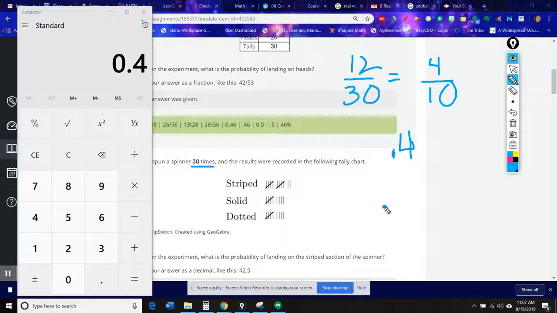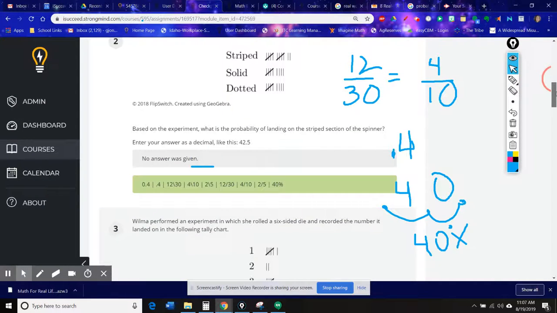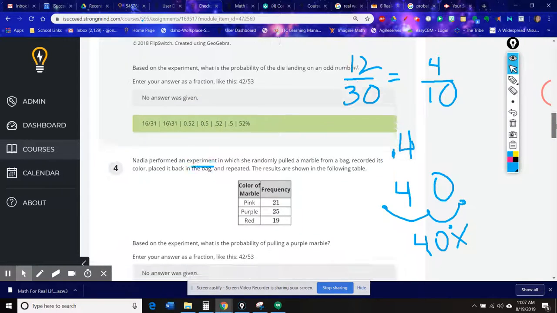And if I have 0.4, I can jump 1, 2 decimal places. This isn't empty, so I need to put a 0 in here, and that would be 40%. So any of these answers are correct. It could be 12 out of 30, 12 over 30, 4 out of 10, 0.4, or 40%. Look, I messed up my percent button there, so I apologize for that. So let's go down and see if we're correct. Oh my gosh, we are. Okay, let's go down to another one.